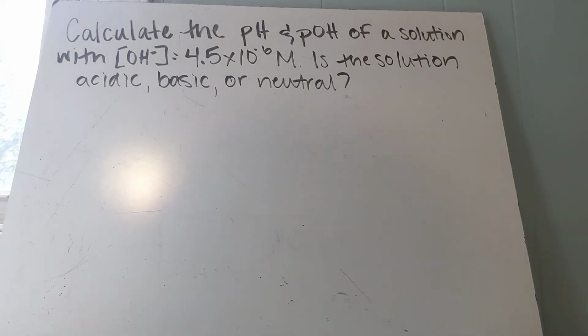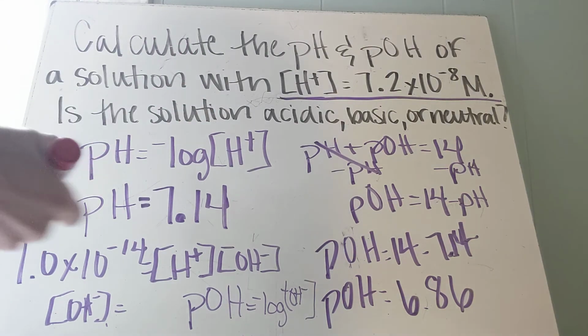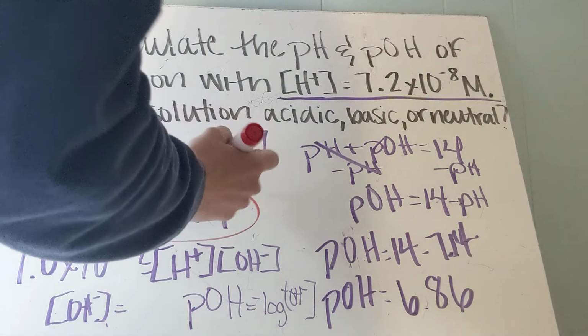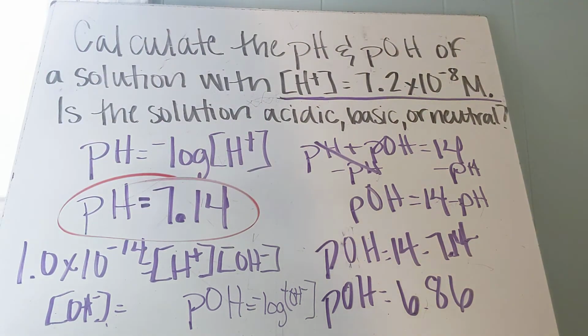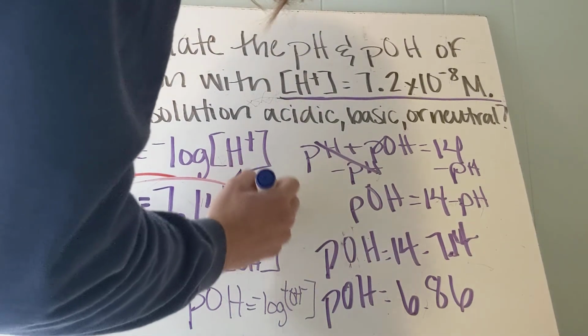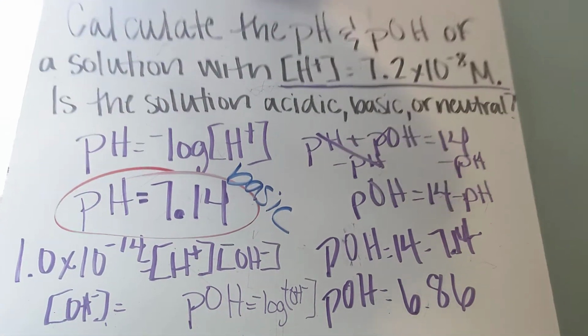Oh, I just realized we didn't answer our question to the previous problem. Go back. Acidic, basic, or neutral. If the pH is 7.14, this is ever so slightly basic because the pH is slightly above 7.